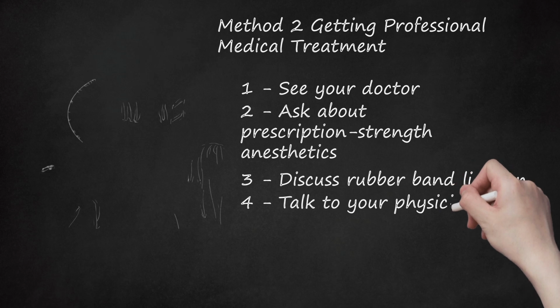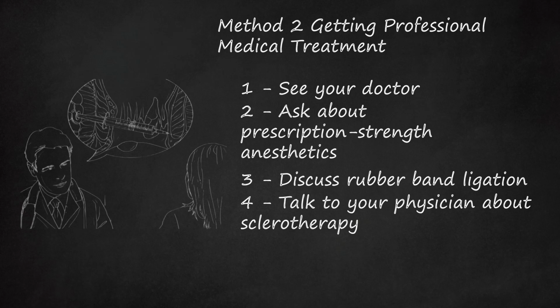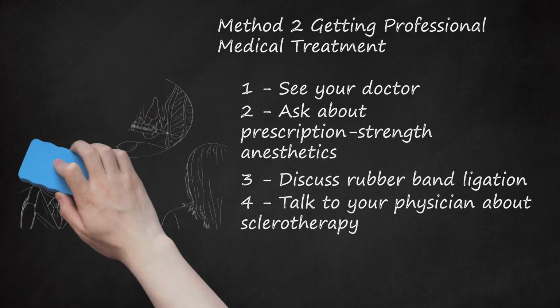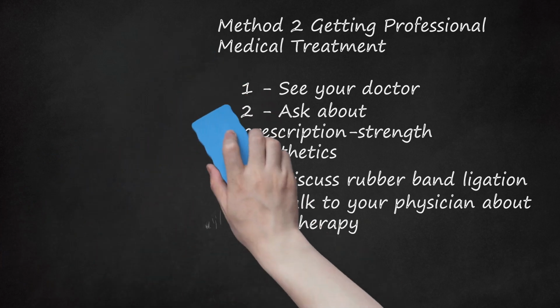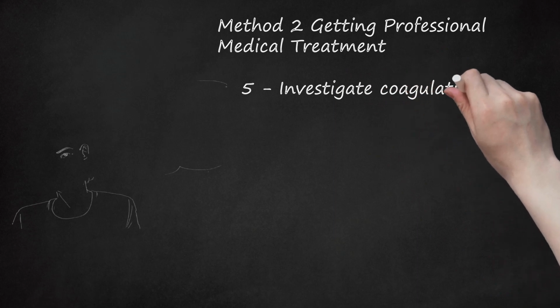4. Talk to your physician about sclerotherapy. In this procedure, a physician injects a chemical solution into the hemorrhoid, which causes scarring and shrinkage of tissue. Sclerotherapy is less effective than rubber band ligation. Sclerotherapy, however, may not be the recommended option by a number of doctors because studies have shown that while effective in the short term, most patients develop recurrent hemorrhoids. 5. Investigate coagulation techniques.